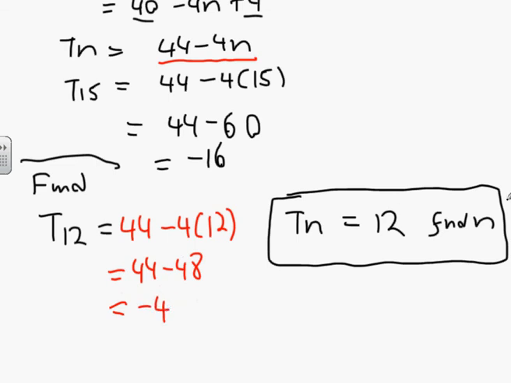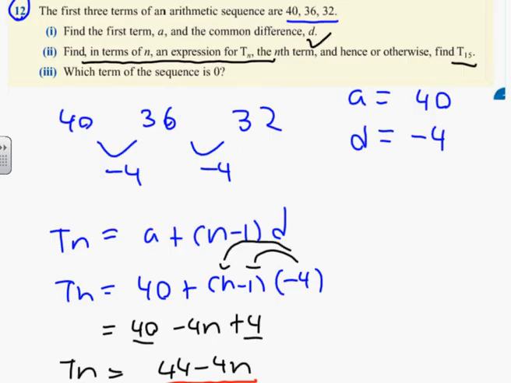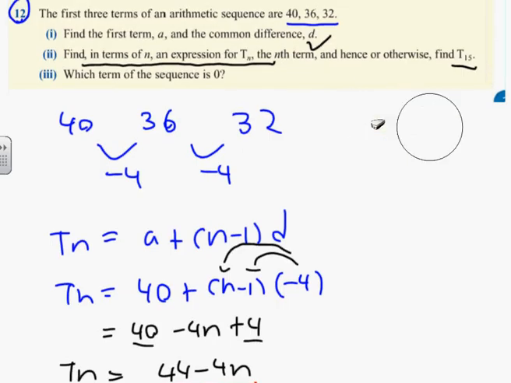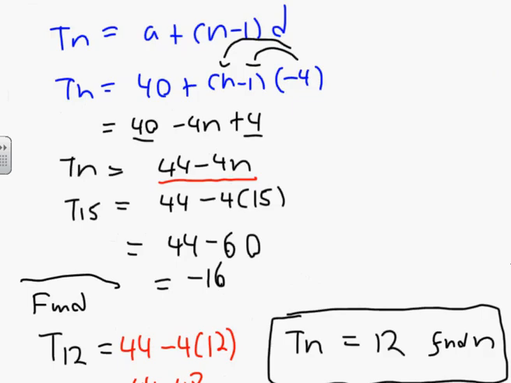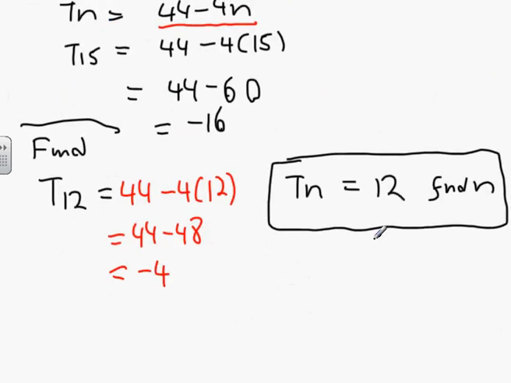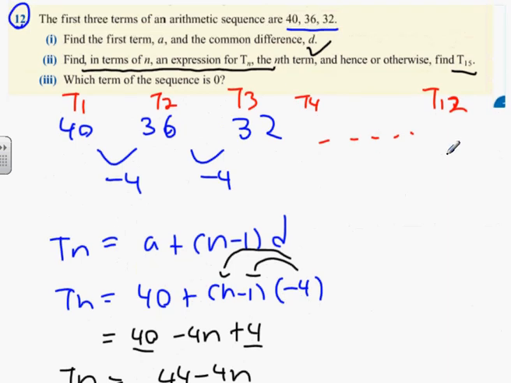This means when I count downwards, if I keep counting down, that's T1, that's T2, that's T3. If I find T4 and I keep counting, T12 will eventually turn out to be minus 4. That make sense? T12 turns out to be minus 4. Is everybody happy with that?